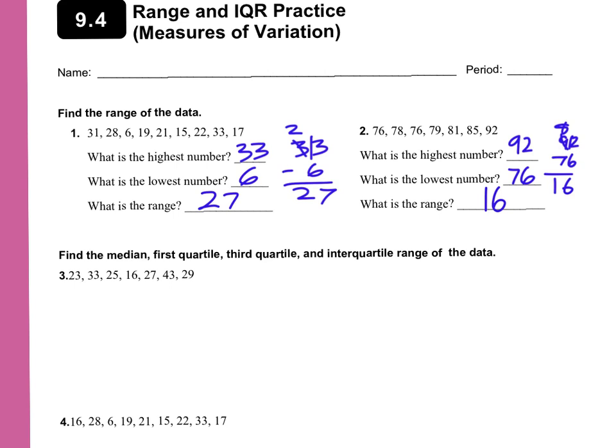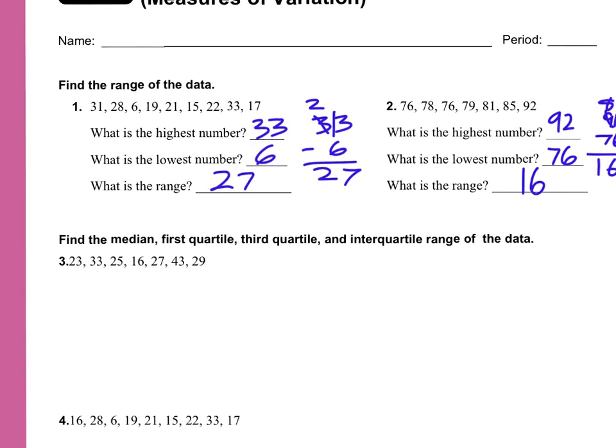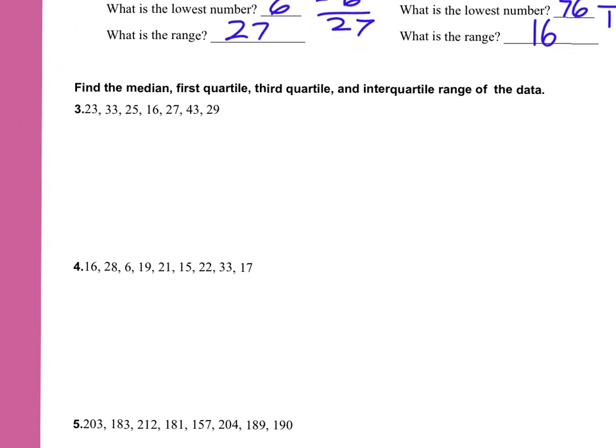Now, it wants us to, on number 3, find the median, the first quartile, the third quartile, and the interquartile range. So let's do that. Again, putting your data in order from least to greatest is very, very important here. So I'm going to do that. So I'm just going to do it right here next to it. I've got 16. Then it looks like we have a 23.